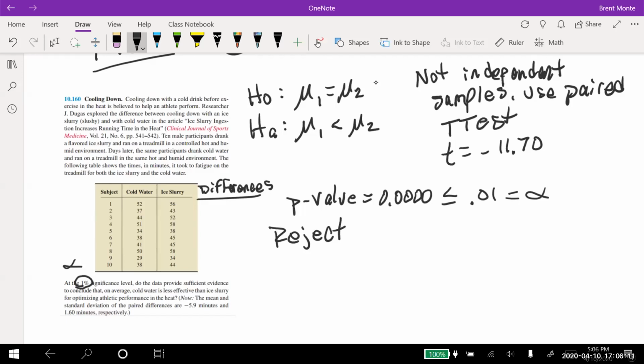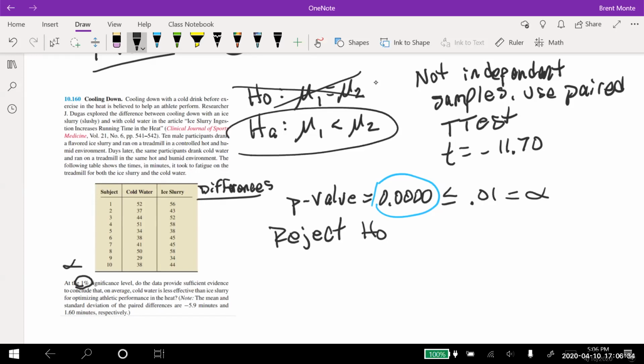Again, remember, this value right here, essentially we can think about that as the probability that the null hypothesis is true. So there's almost 0 chance the null hypothesis is true. That is why we reject the null hypothesis. So we say, I don't think that they're equal. So I have to go with the alternative. And then I answer the question. I say, oh, yes.